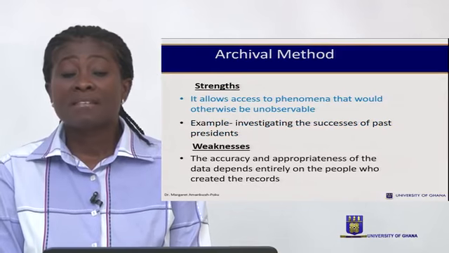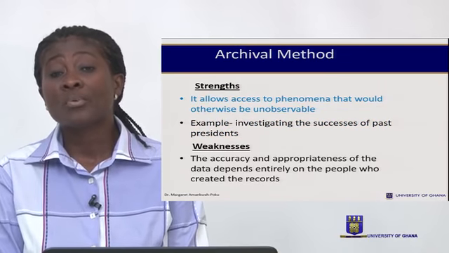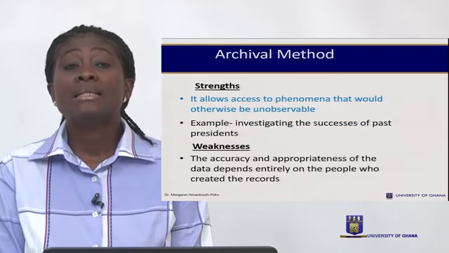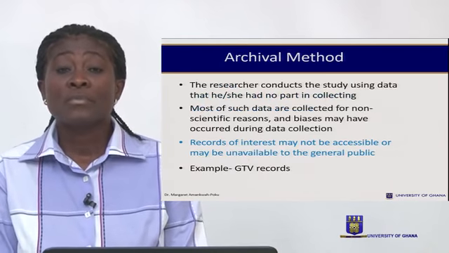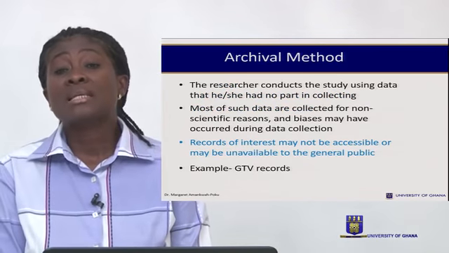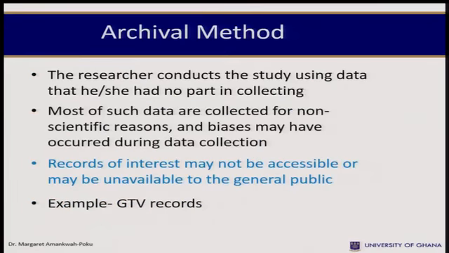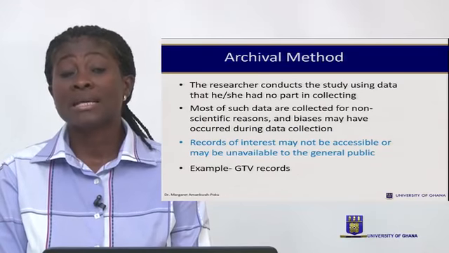A weakness is the fact that the accuracy and appropriateness of the data depends entirely on those who created the records. So what this means is that the researcher is using data that he or she did not collect. So for instance, being a psychologist, you know that when you are collecting data, there are some variables that you have to control for in order to collect accurate data.